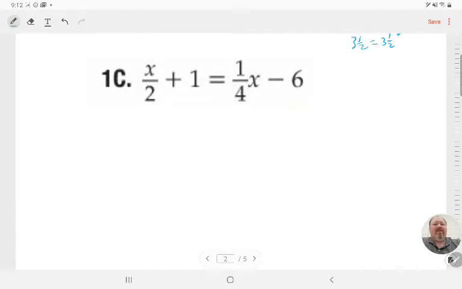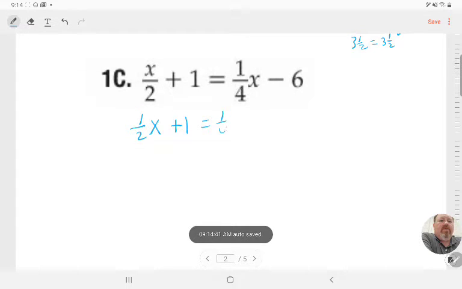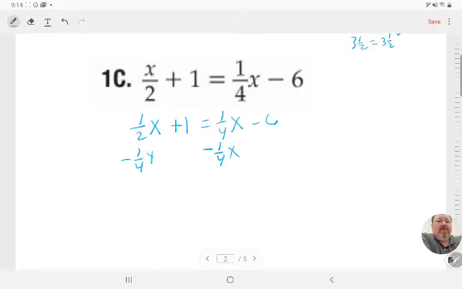All right, let's see how you did on 1C. Okay, so I can rewrite this just a little bit. This is x over 2, which is the same as 1/2 x plus 1 equals 1/4 x minus 6. Then I can subtract 1/4 x to get all my variables onto one side. That's going to leave me with negative 6 on this side.